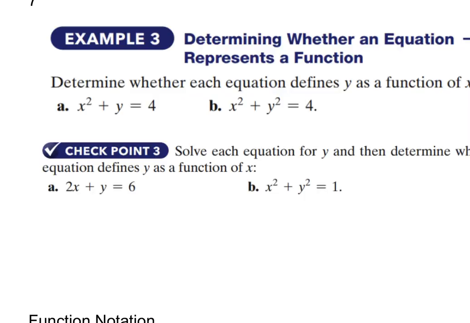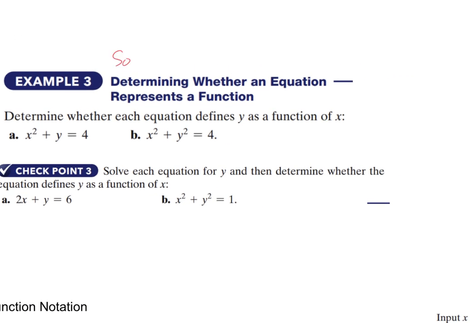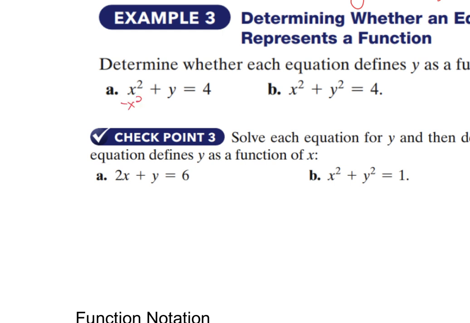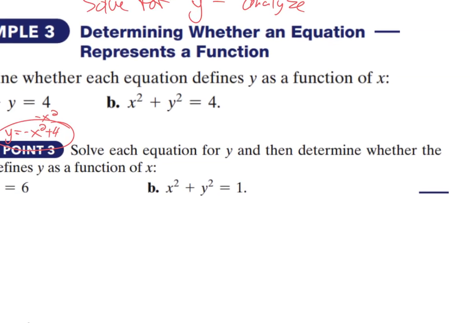So example 3, let's determine whether these equations represent a function. So I'm going to solve for y. That's our step. So for this, we solve for y, and then we just analyze, we look at it and see if we could get one or more values for that. So I'm going to subtract this, y equals negative x squared plus 4. This only has one value possible for every x I put in, so this is a function. We'll see in part B examples that do not.